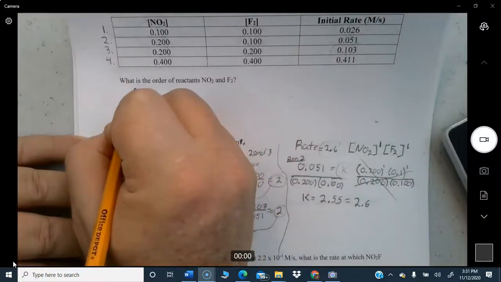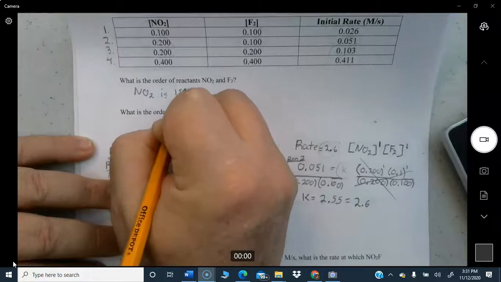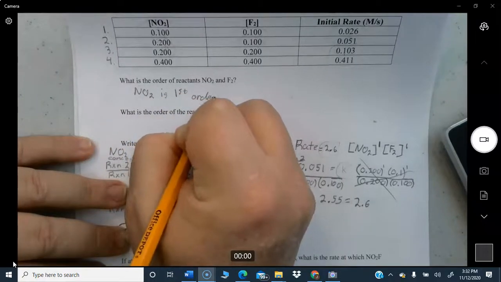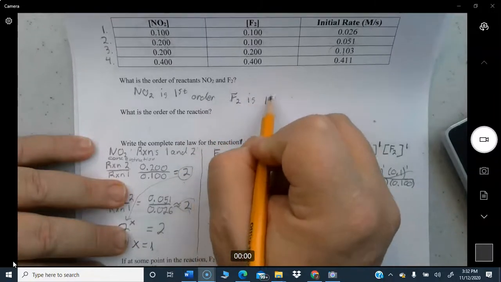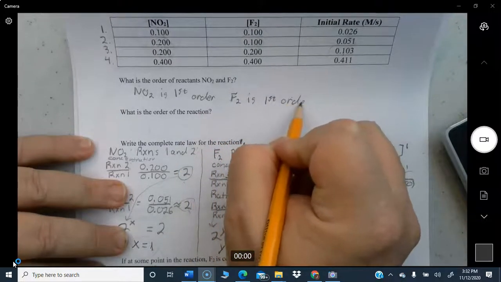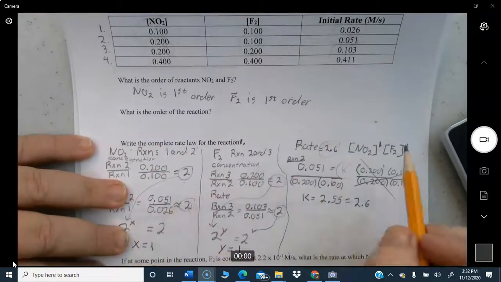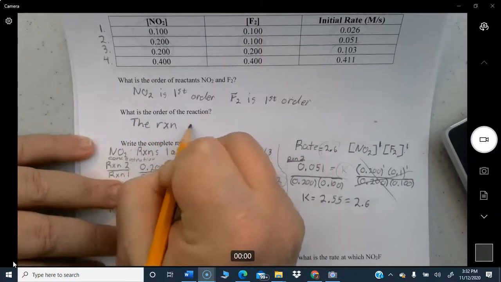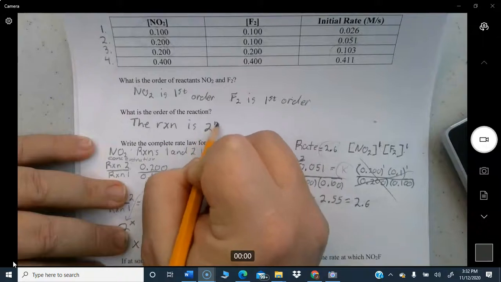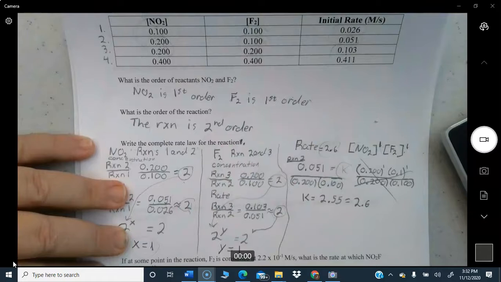Okay, so NO2 is first order. That's what the exponent means. F2 is first order. Exponent there. That's the answer to this one. To this one, what is the order of the reaction? You simply add the exponents. Okay, the reaction is second order. Okay, so this is a second order reaction.